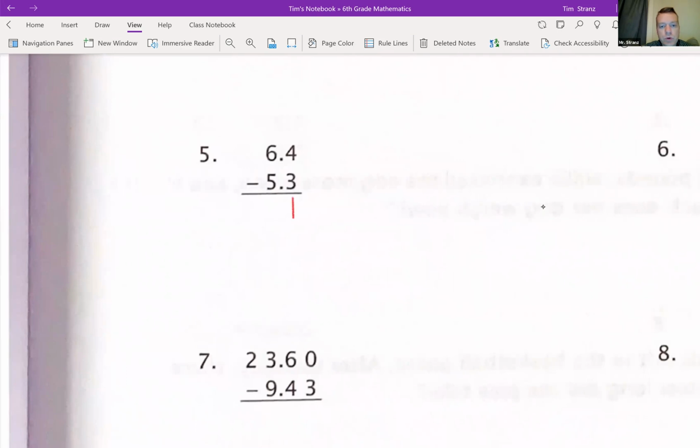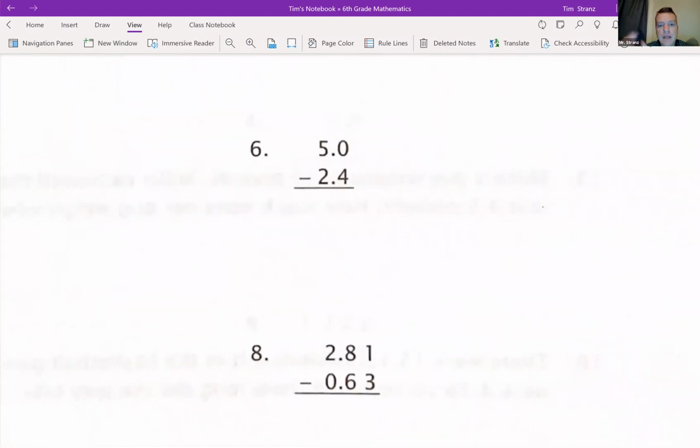Number 5. 4 minus 3 is 1. 6 minus 5 is 1. 1.1. Number 6. I'm going to have to borrow again. That becomes a 4. This becomes a 10. 10 minus 4 is 6. Decimal. 4 minus 2 is 2.